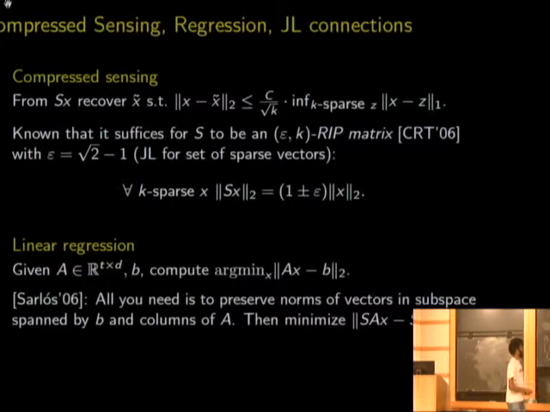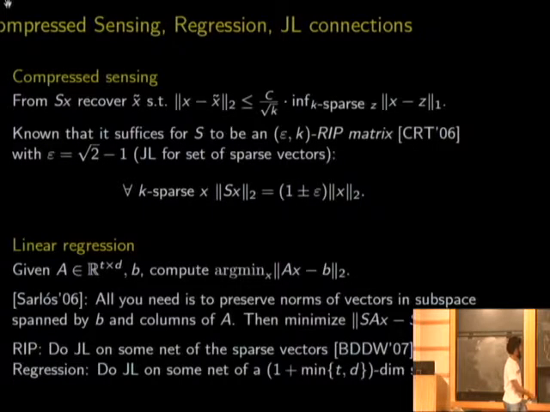So Sarlós had this observation in '06 that really it suffices to just minimize ||SAx - Sb||, where S is some dimensionality reducing map. And S just needs to preserve the norms of all vectors in the subspace spanned by b and the columns of A. It's a simple observation. And again, that's a very JL-sounding statement, right?